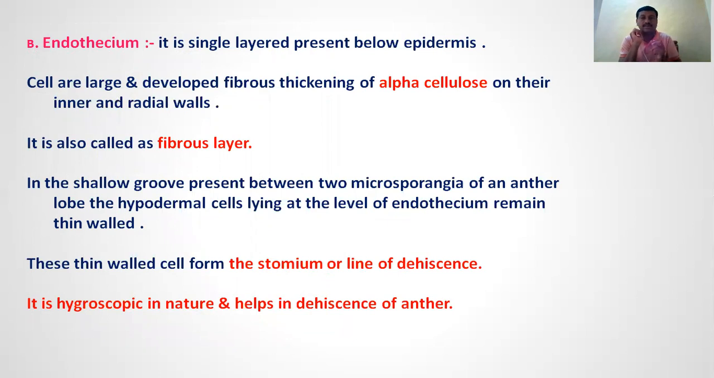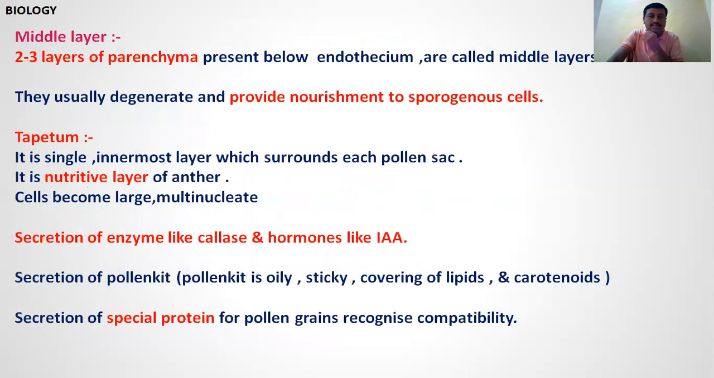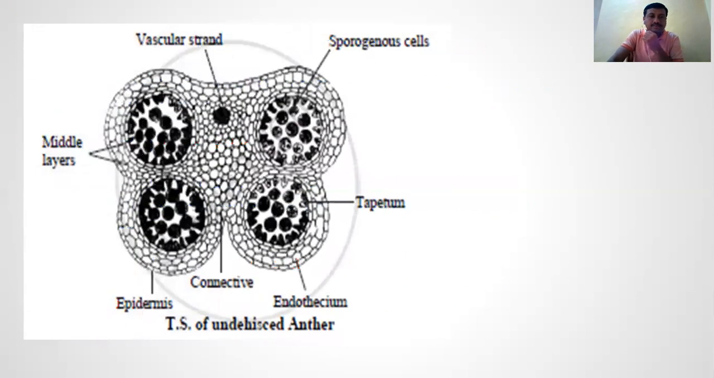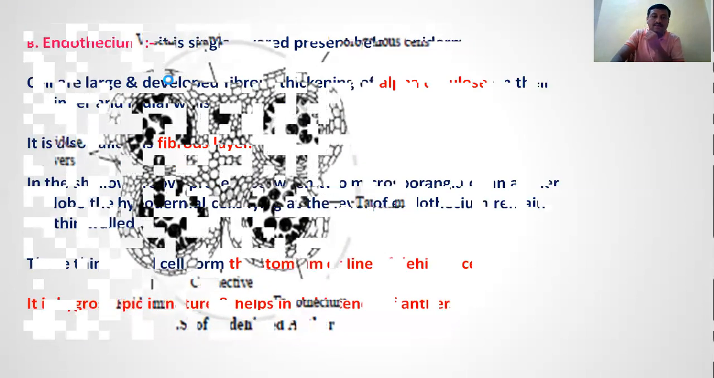These endothecium cells develop fibrous thickening of alpha cellulose on the inner and radial walls. It is a nutritive layer. It is also known as the fibrous layer, as most of the fibers are present here.